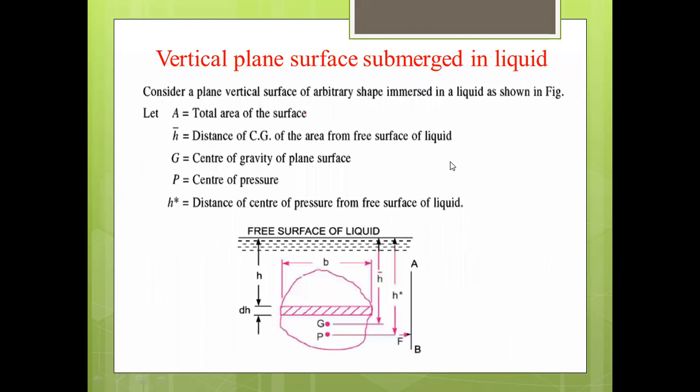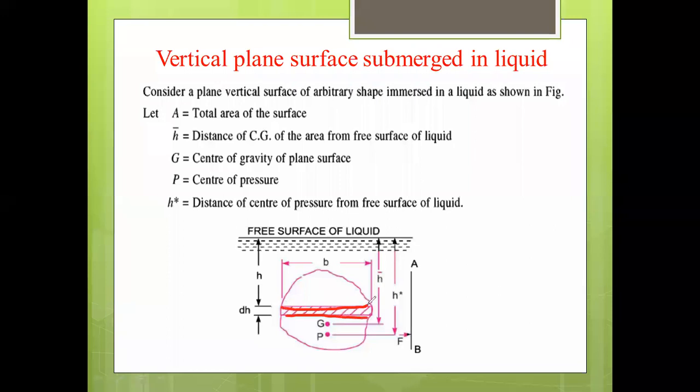First of all, we will see the first case, that is a vertical plane surface submerged in the liquid. If the vertical surface is submerged in the liquid, then what will be the magnitude of the total pressure force acting on that vertical surface? For that purpose, we have to consider the fluid element here. Consider this is the vertical surface submerged in the liquid. And for derivation purpose, we have to consider a small strip here.